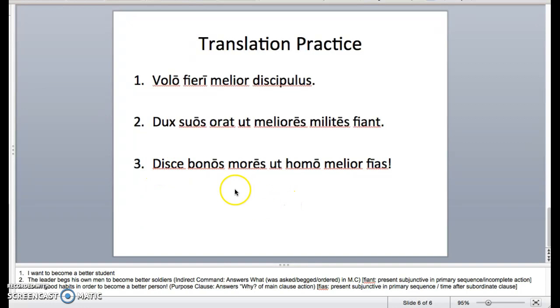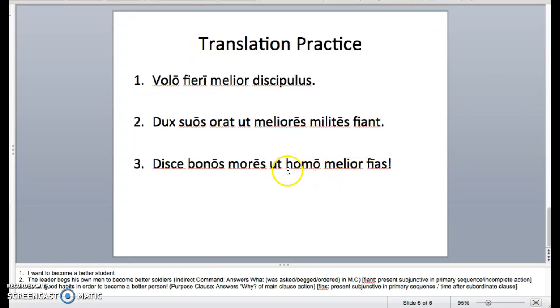And finally, the last one is disce bonos mores ut homo melior fias. Again, if we read the whole sentence, we see that ut in the middle. Probably want to draw a line before it, and we can translate the first part of the sentence, disce bonos mores. Hopefully you can notice disce is an imperative. Learn good habits. And now we've got to decide again, is this purpose or indirect command? Because there wasn't a verb of asking, begging, or ordering in the first part of the sentence, we're going to say it's purpose. So it's learn good habits in order to become a better person.